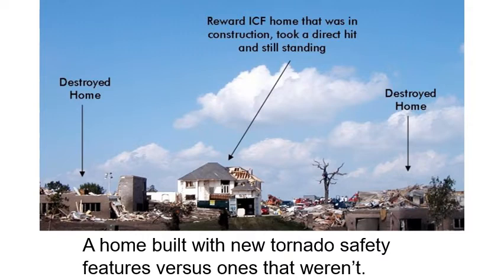Here's a home that was built with those extra tornado features in the center here. You can see it is still primarily standing, has some damage to the roof. This home and this home were destroyed because they were not built the same way with those tornado safety features in construction. Now let's talk about some historic tornadoes.